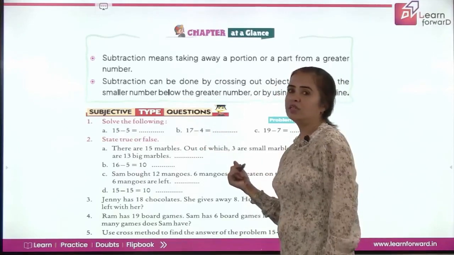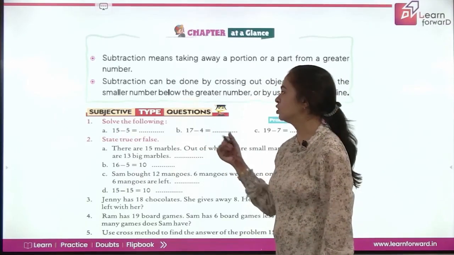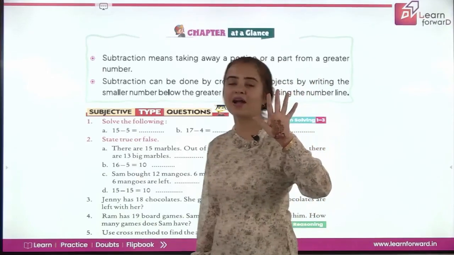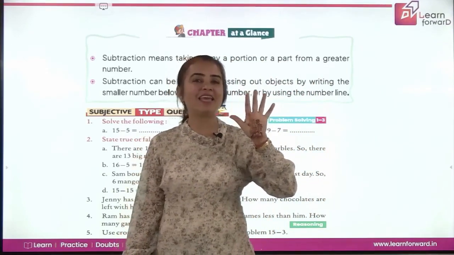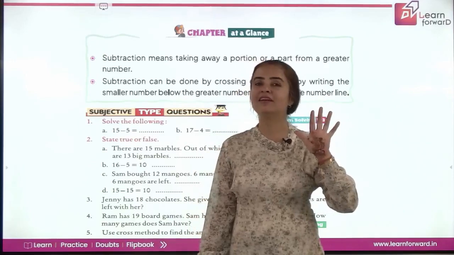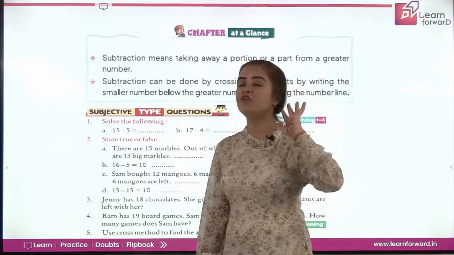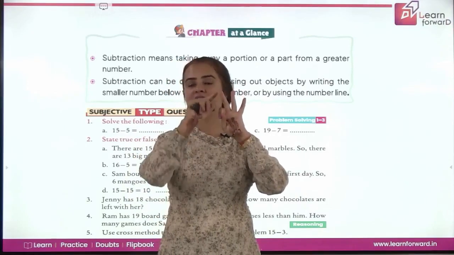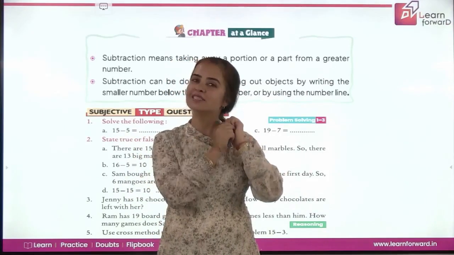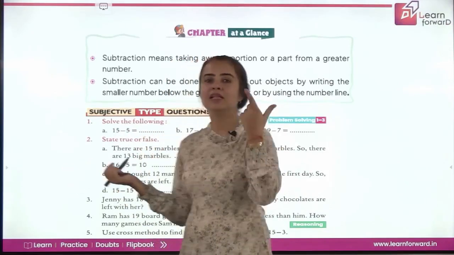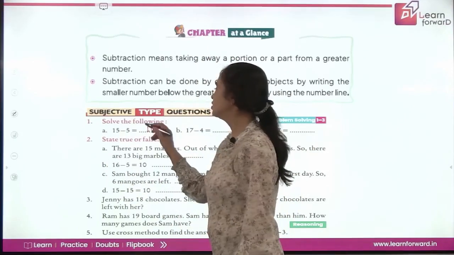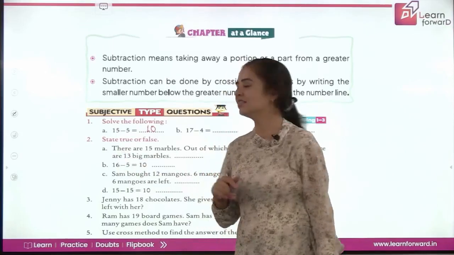Solve the following. Here we have some subjective questions for you. How much is 15 minus 5? Come on, go backwards and give me the answer. Yes, perfect answer. 10. How did you get it? 15. So start counting backwards. 14, 13, 12, 11, 10. So simple. The last number you said while closing your fingers is 10. So that is your answer.